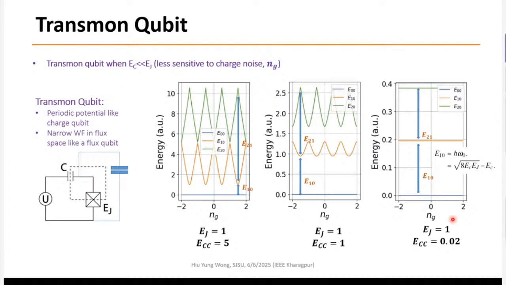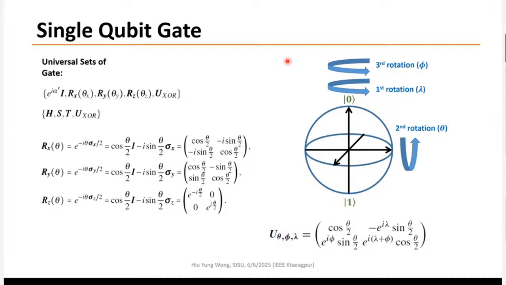Now I becomes insensitive to the background charge. And this is what Google and IBM have been using in their quantum computers, which is the transmon qubit. Okay, so we spent quite a lot of time talking about the basics of the two-level system. Now we need to fulfill other criteria.